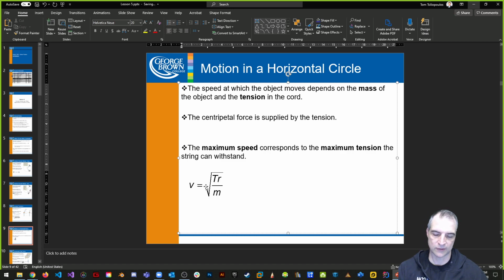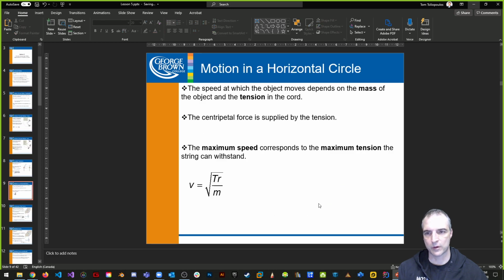Again, speed is equal to the square root of the tension times the radius over the mass. The heavier the mass relative to the tensile strength, the lower the velocity. The smaller the mass relative to the tensile strength, the higher the maximum velocity, or maximum speed.